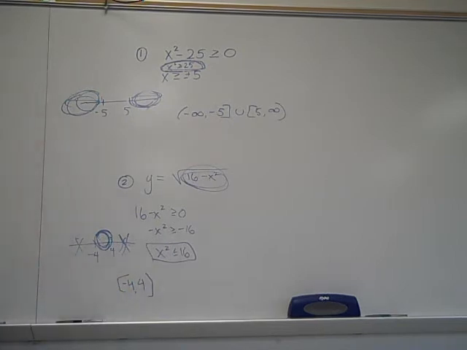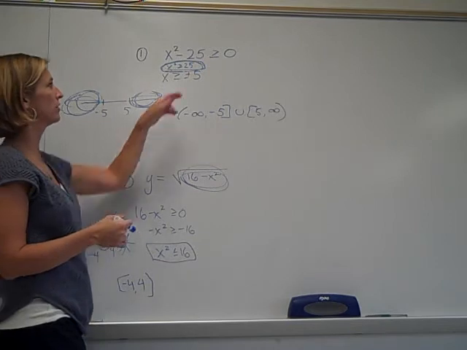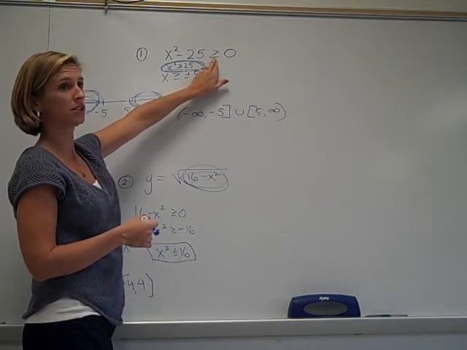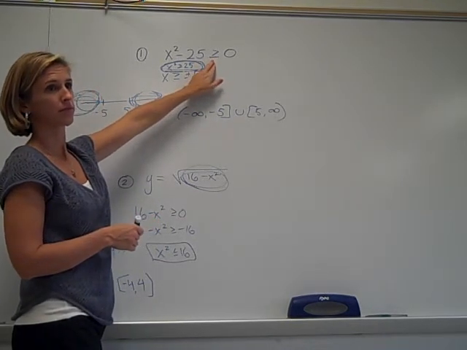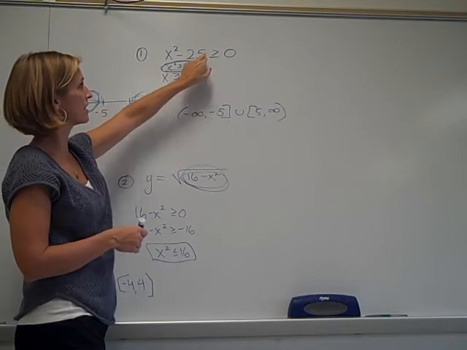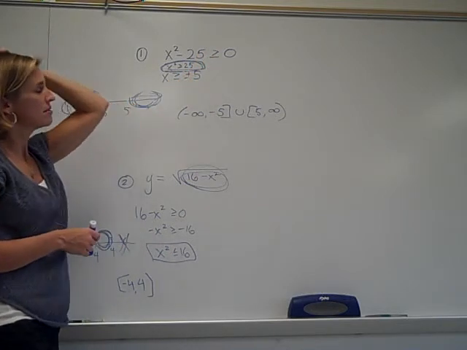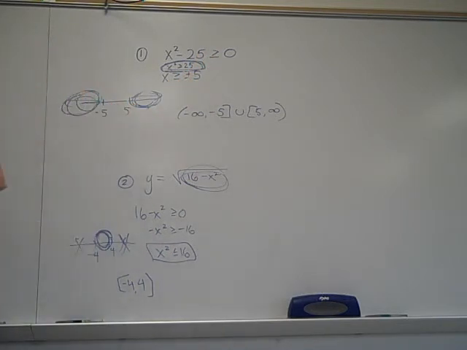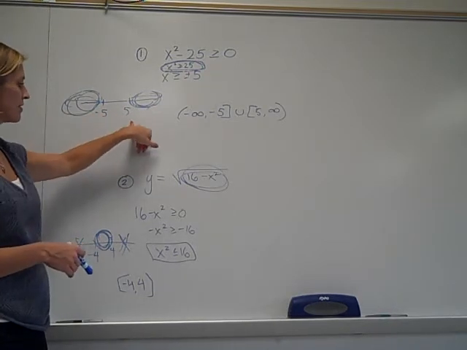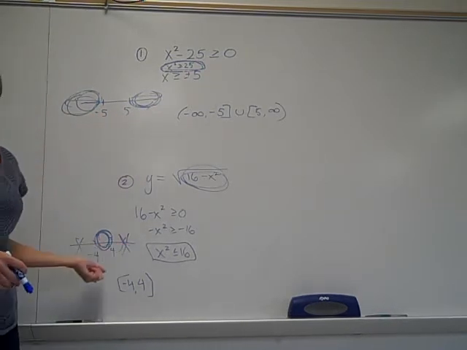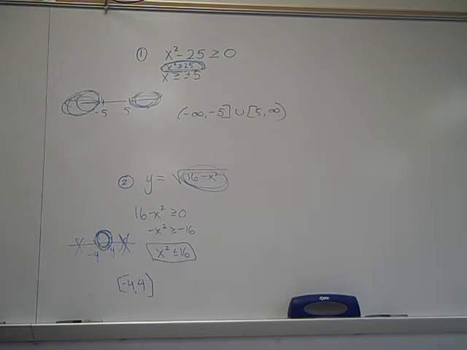When do you use the closed bracket? For a square root, I know I can have 0 in a square root, so the expression can equal 0, and I close the bracket. This has to be greater than or equal to 0, because the thing in the square root can be 0. So it can be negative 5, 5, 4, and negative 4. So I put the bracket on.